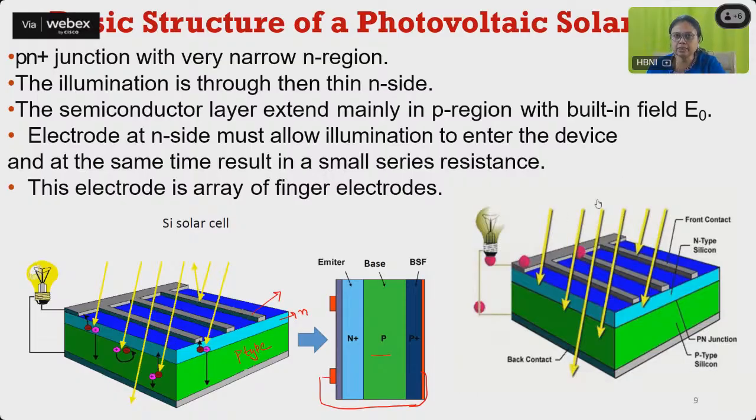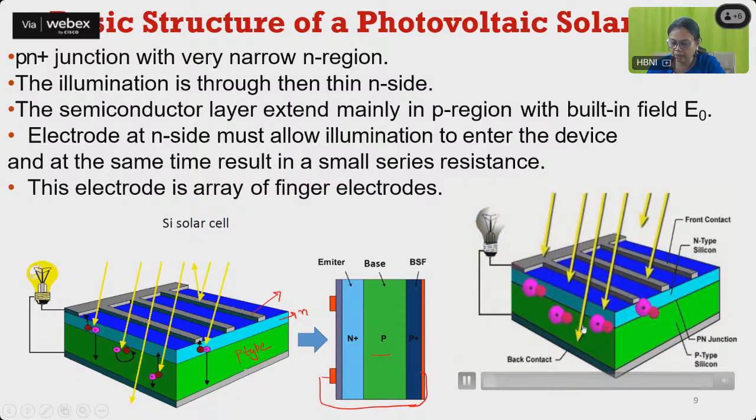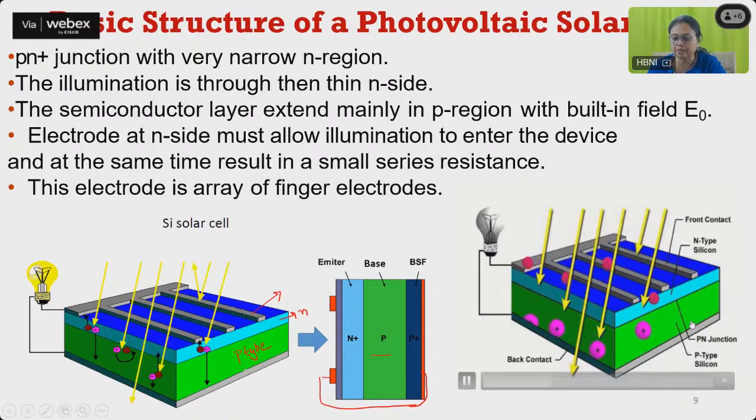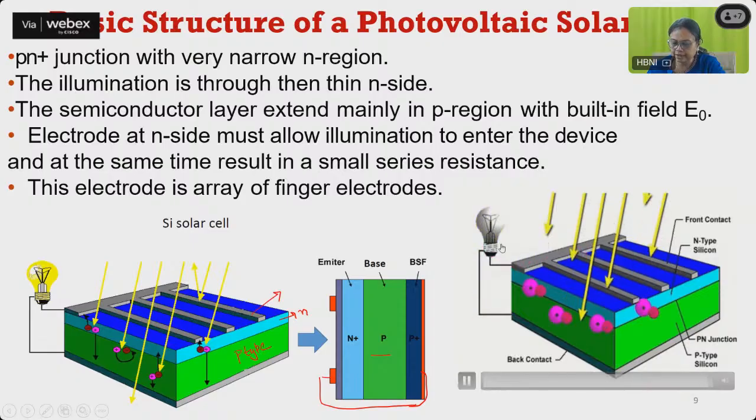In this animation, you can see that these photons are coming, and they are falling on the p side, the p-type semiconductor. Because of that, we have got holes and we have got electrons. These are the electrodes, and through the electrodes, the electrons will start flowing.